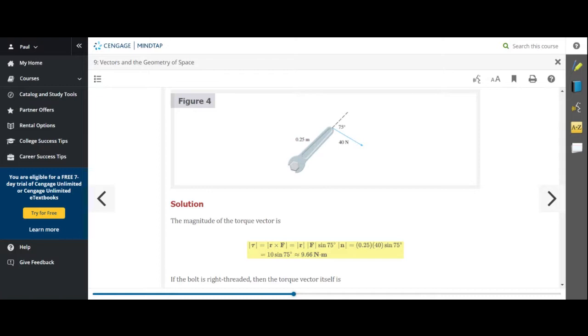And the normal vector, which points into the wall, or in this case into the paper, has length 1. It's a unit vector, and so you'll get 9.66 Newton meters for your torque. Are there any questions on that?